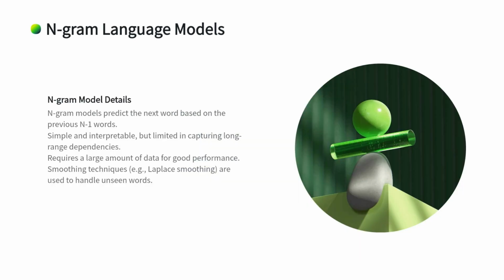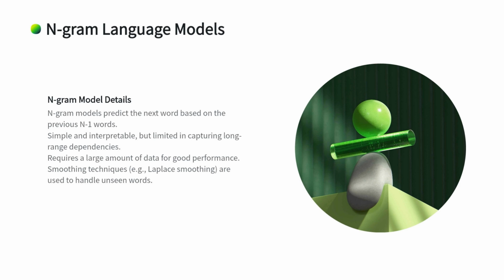N-gram models are one of the simplest approaches to language modeling. In these models, the probability of a word occurring is conditioned on the previous N-1 words. For example, in a bigram model, N=2, the model calculates the probability of the next word given the previous word. One limitation of n-gram models is that they can only capture local dependencies, meaning they can't remember words or contexts that occurred much earlier in the sentence.